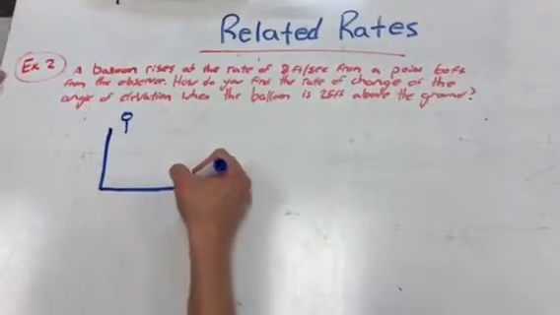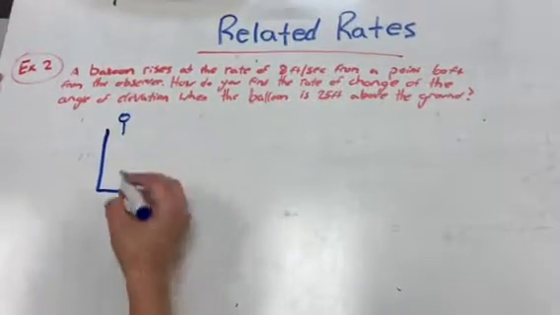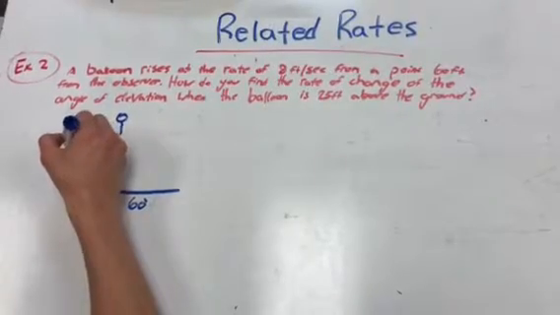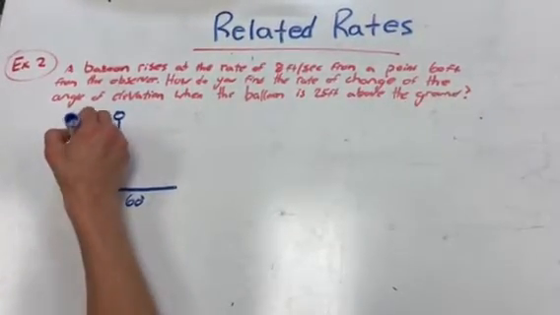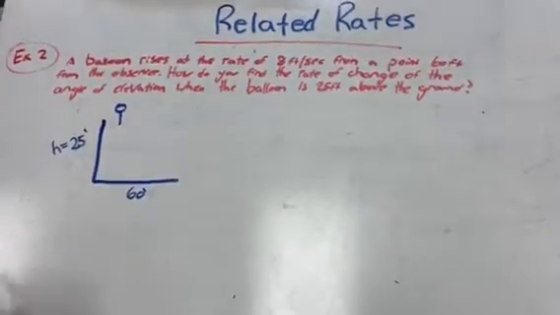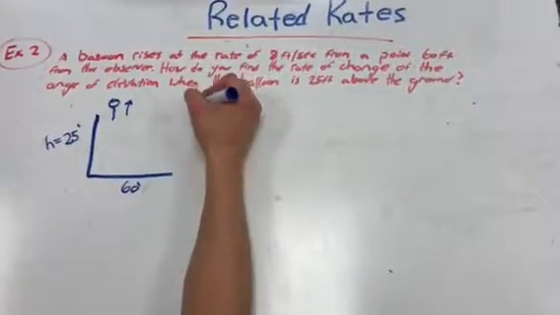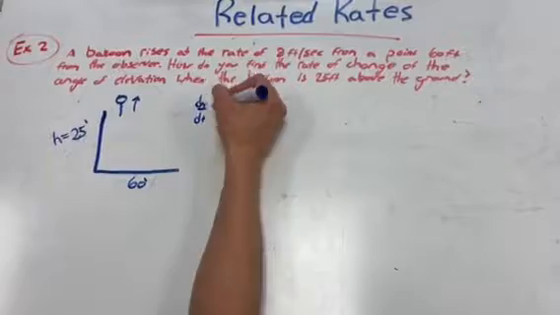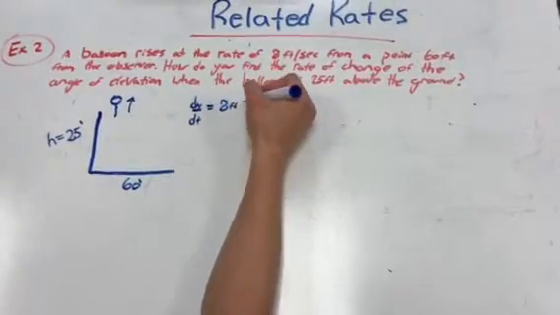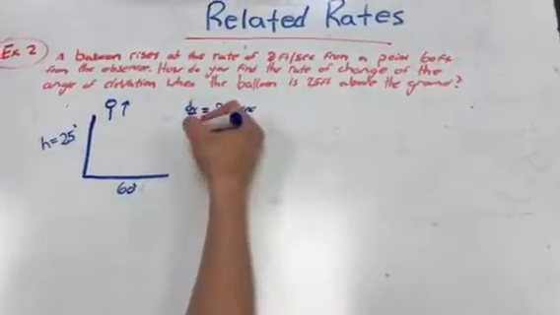The first thing we're going to do with this problem is draw a little diagram. In this diagram, we're going to label the distance between the balloon's initial point and the observer and the height. Next, we're going to label the given variable, which in this problem is 8 feet per second, the rate of change of the balloon's height. 8 feet per second.